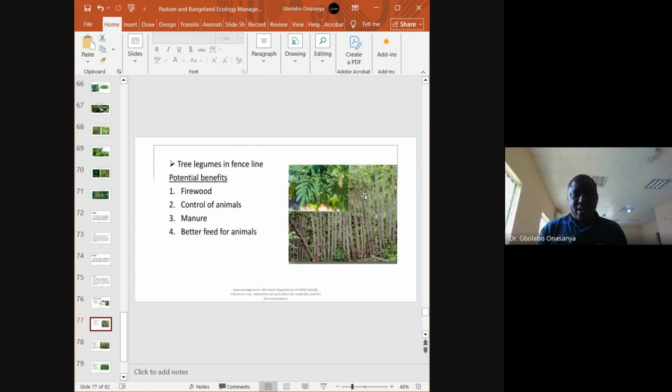Tree legumes. We have tree legumes, and I give an example, Andropogon gayanus. In a controlled environment, it provides firewood, fuel. We can use tree legumes as a fence, as live fencing. You can use trees too as live fencing. We can use the trees as a source of fuel. We can use them as manure, green manure, and feed for animals. They both improve soil texture, soil fertility. They make our environment wholesome.